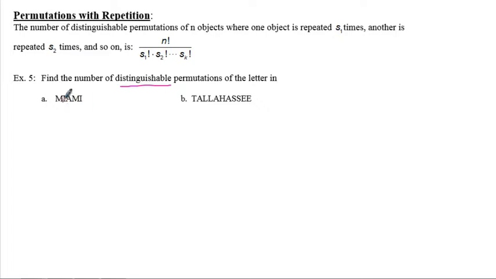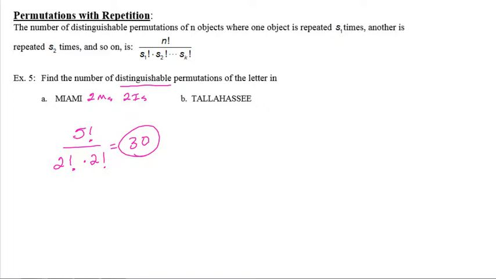Let's first count the number of letters: 1, 2, 3, 4, 5. So initially we'll think there are 5 factorial different ways that the letters could be arranged, 5 times 4 times 3 times 2 times 1 for all the different positions. Now, we need to divide out the repeats. We have 2 M's that are repeating and 2 I's that are repeating. So to take those out, we divide 5 factorial by 2 factorial times 2 factorial. When you do that, 5 times 4 times 3 times 2 times 1, divided by 2 times 1, divided by 2 times 1, you'll get 30. There are 30 different ways to arrange the letters in Miami that are distinguishable from one another.